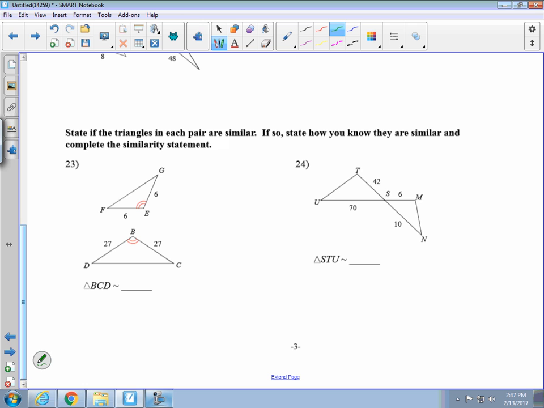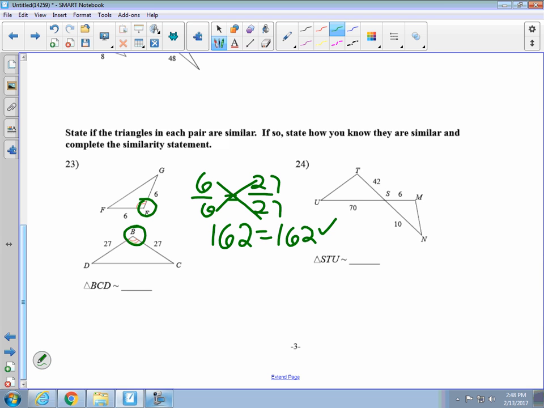And then down at the bottom, state if the triangles in each pair are similar. If so, state how you know they're similar and complete the similarity statement. Here, we're still looking for congruent angles, so we have some congruent angles there and there. We're going to check the sides are proportional, and it's kind of obvious sometimes, but you could just say, I'm going to do 6 over 6 and 27 over 27. And if you cross multiply, you're going to end up getting the same value. And that ends up being 162 and 162, and so that checks out. So we have these two triangles are similar, and this similarity statement here is just simply finishing it.